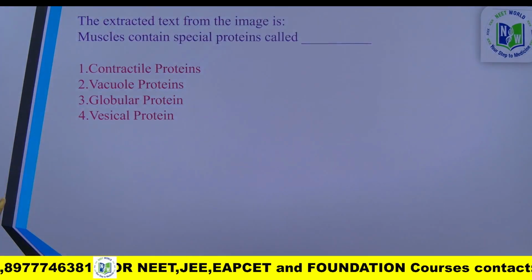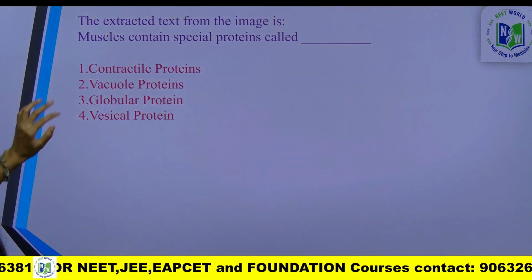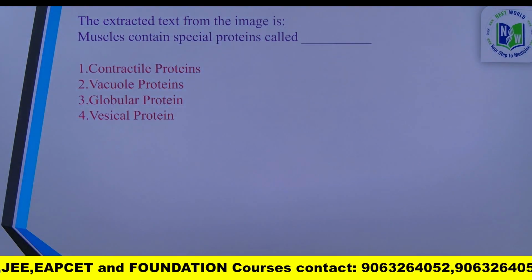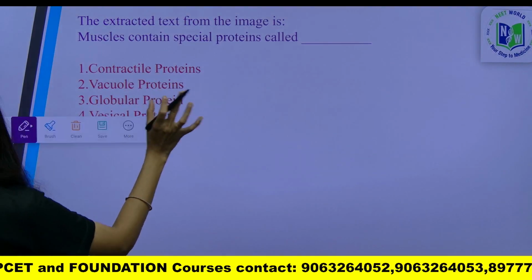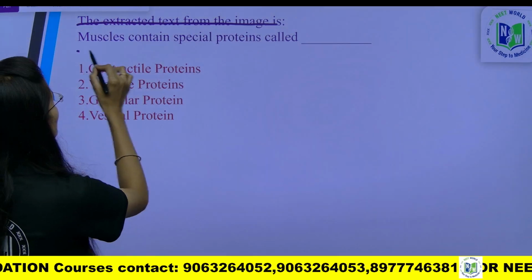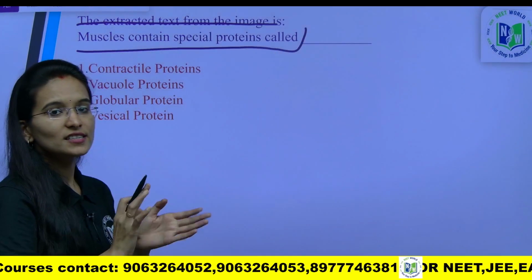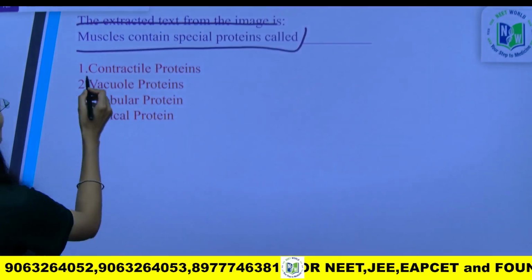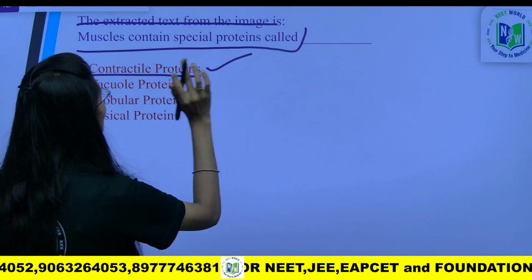Yes. Next, coming towards one more question, the extract, yes, this is a wrong statement, you can skip it. Muscles contain special proteins called, this we have discussed in the starting introduction itself. Okay, so the muscles are made up of which type of proteins? Contractile proteins. This will be the right option.